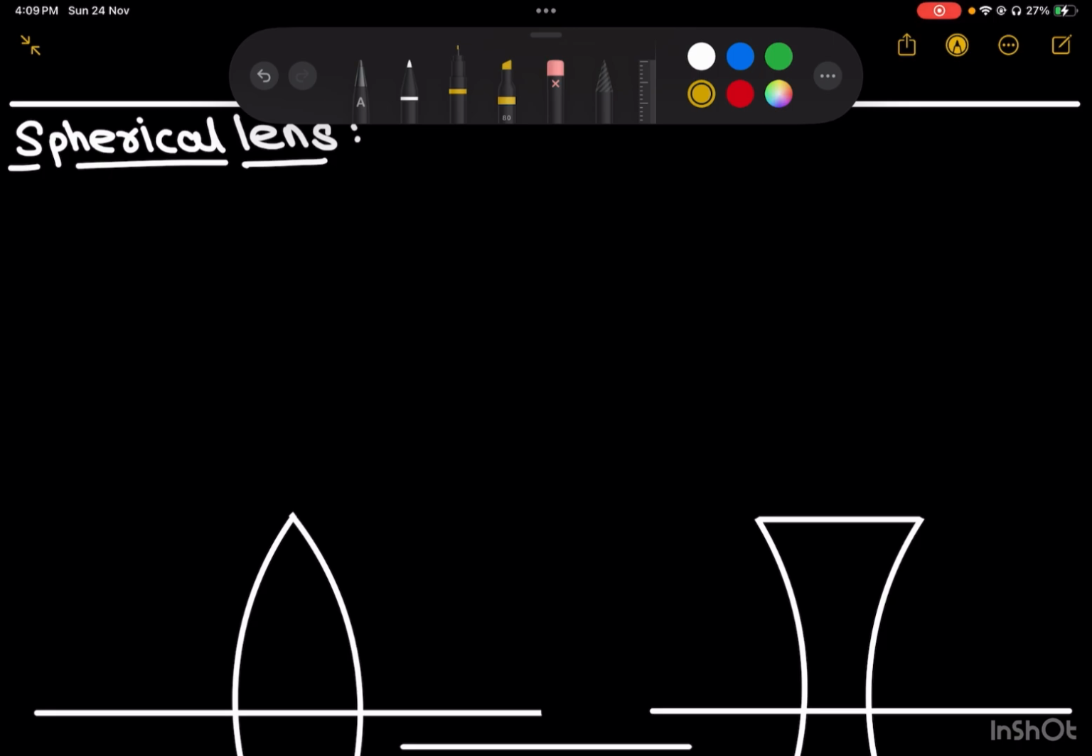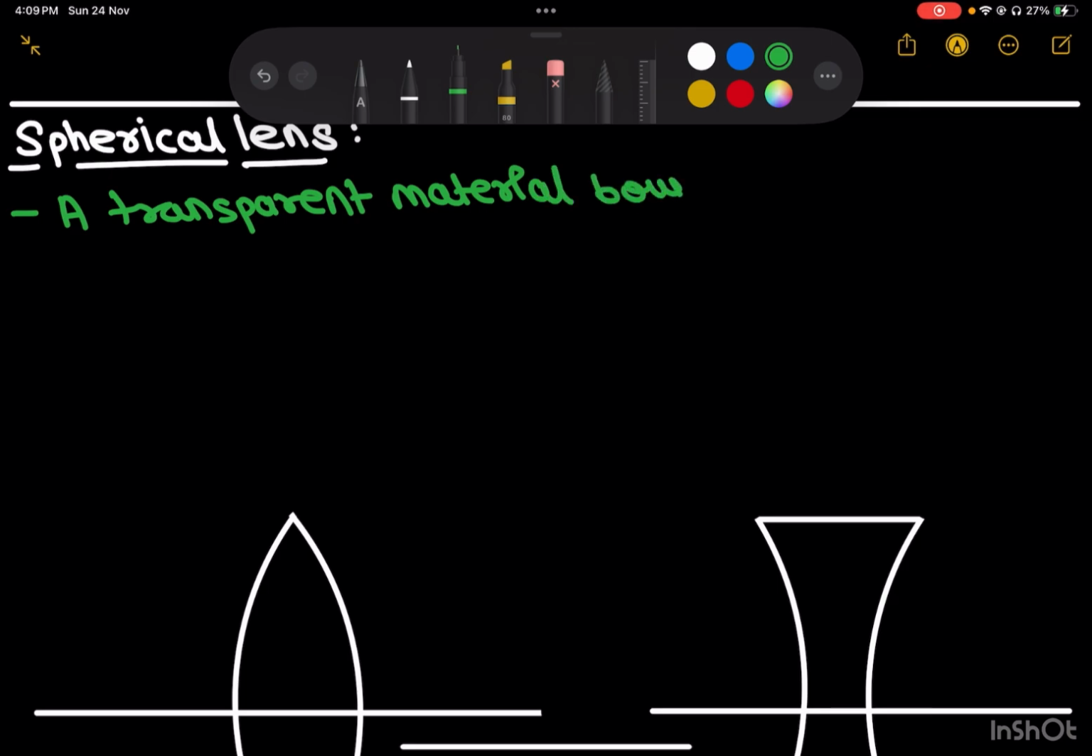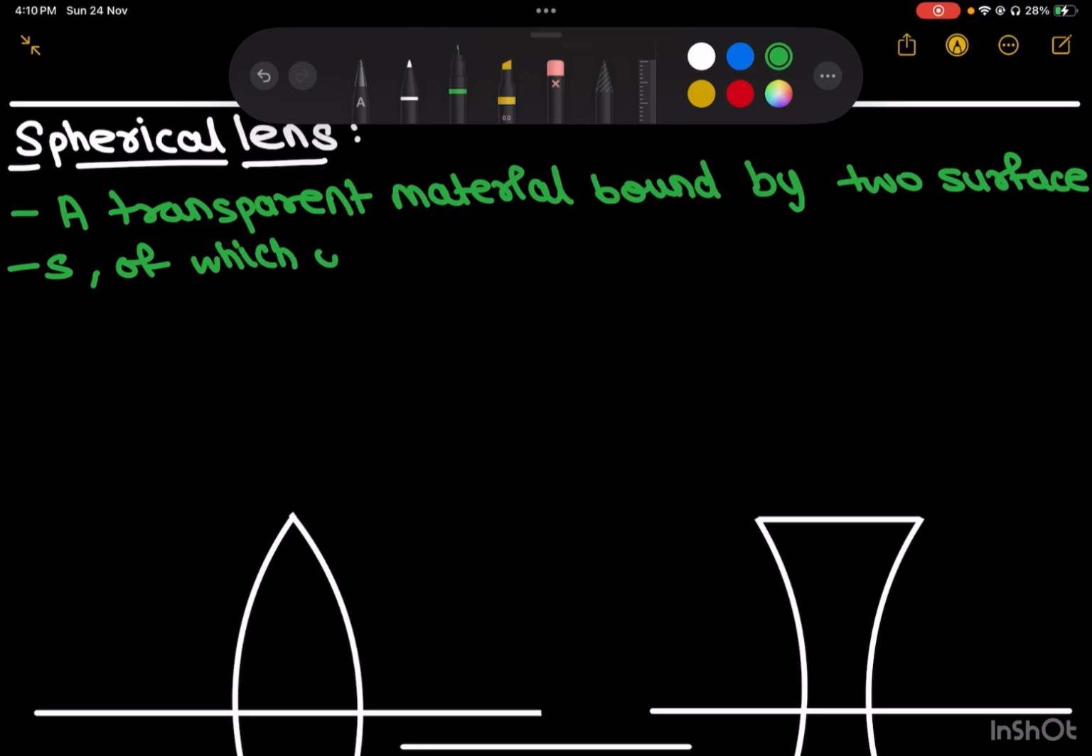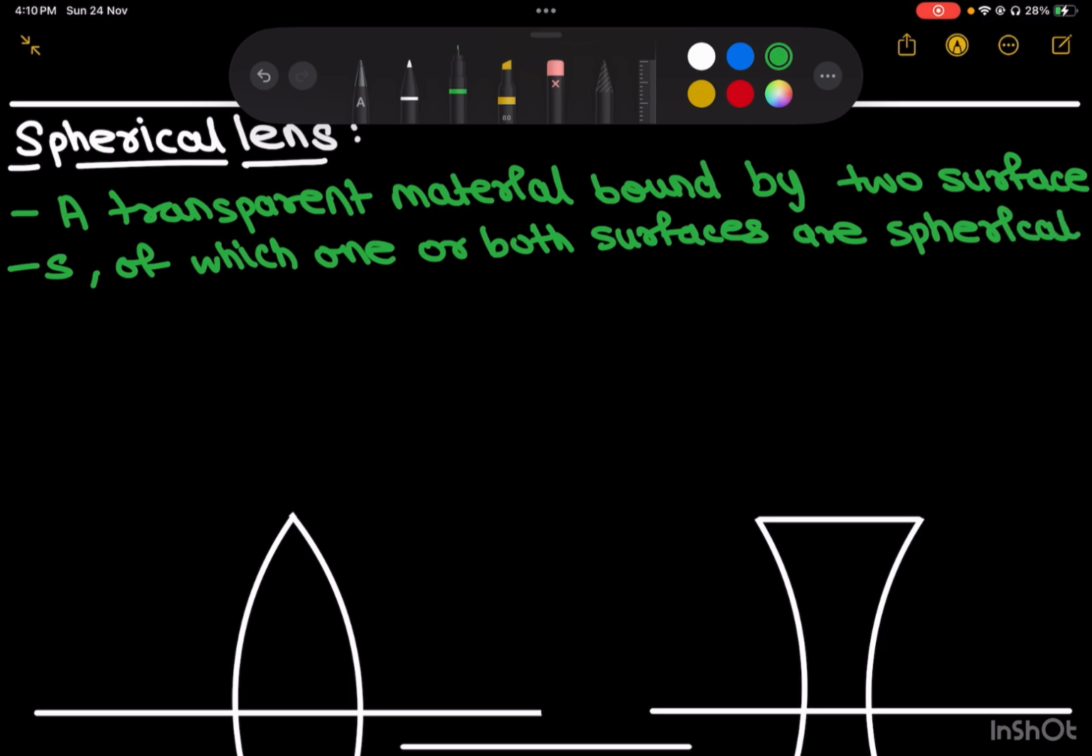So what is the scientific definition of a spherical lens? Well, a transparent material, obviously it has to be transparent to pass light, right? So bound by two surfaces of which one or both surfaces are spherical forms a spherical lens. Okay, so that is known as a spherical lens. Okay, so what does this mean? Basically, a piece of glass which has at least one spherical surface is a lens. It is a spherical lens.